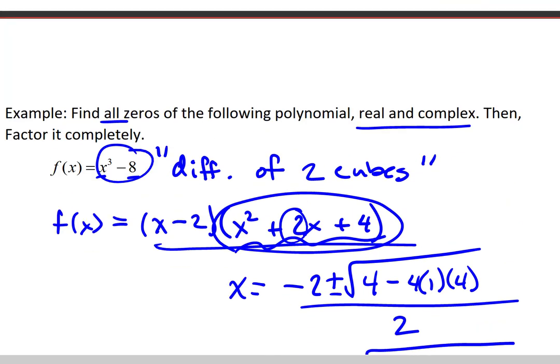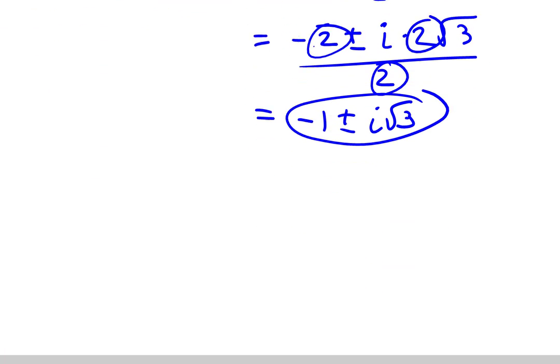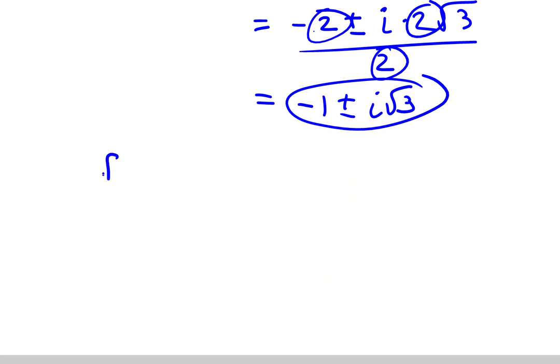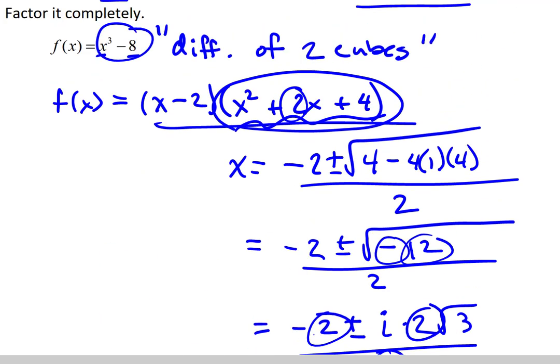If you go back to our original problem, it said find all zeros of the following polynomial, real and complex, then factor it completely. So we've now found all the zeros. We just have to write this in factored form. And so we'll say here that f of x equals x minus 2. That was the first root. We knew that one directly from the difference of two cubes factoring formula.